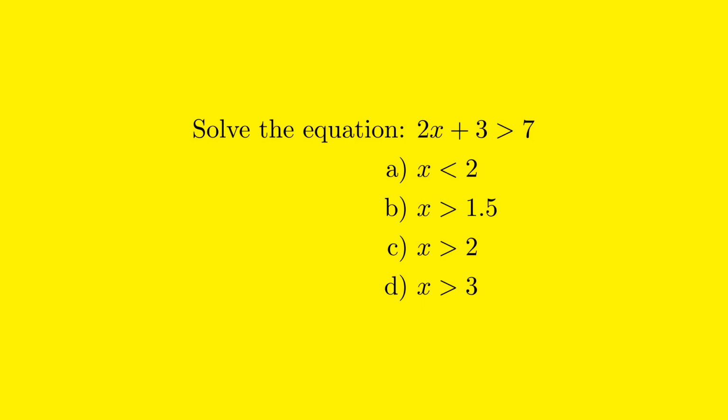In this video, we will be discussing the inequality 2x + 3 > 7 and its possible solutions. The options are A, x < 2; B, x > 1.5; C, x > 2; D, x > 3. Pause the video now and solve the inequality for yourself.